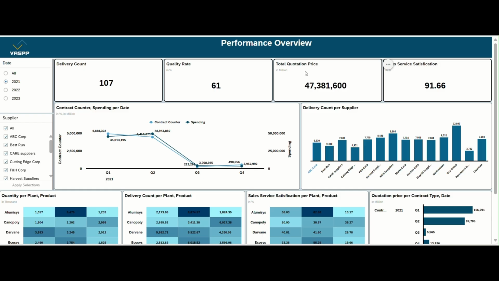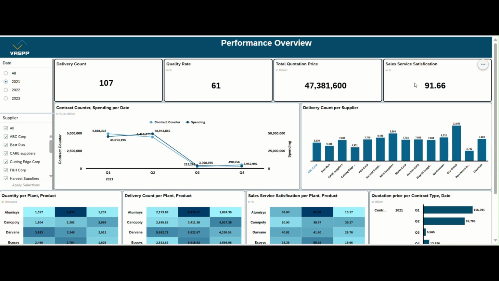Then we have the total quotation price, a significant figure at $47.38 billion. This metric aggregates the value of all procurement quotes received. For you, it means full visibility into your organization's potential procurement exposure, helping with budget forecasting, spend analysis, and financial planning.